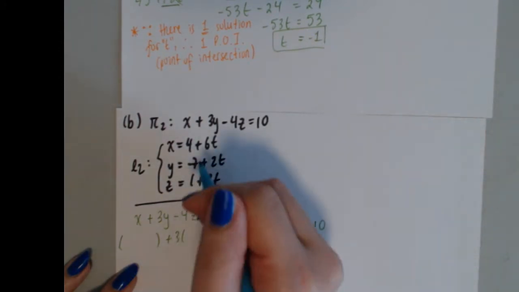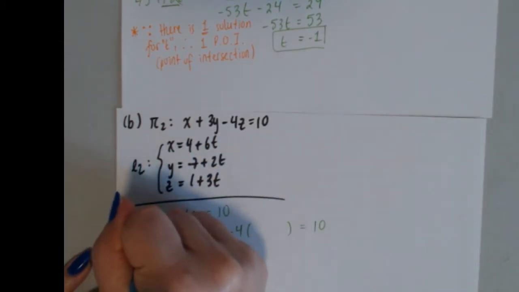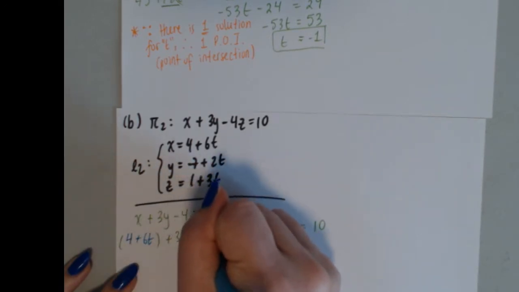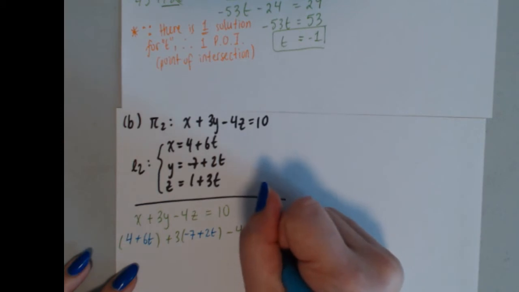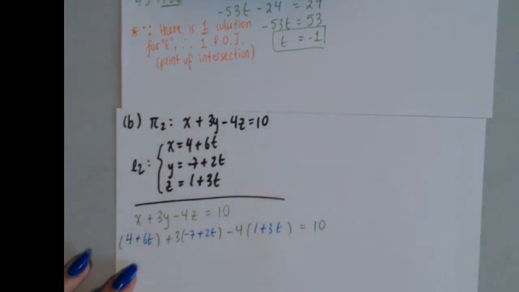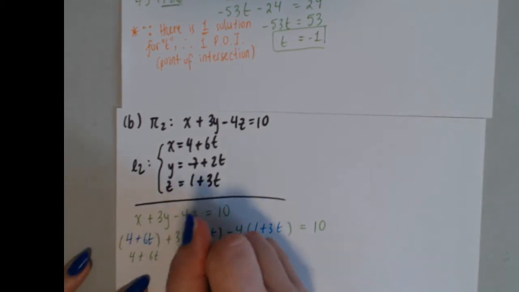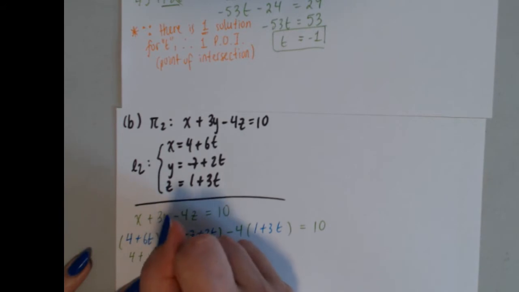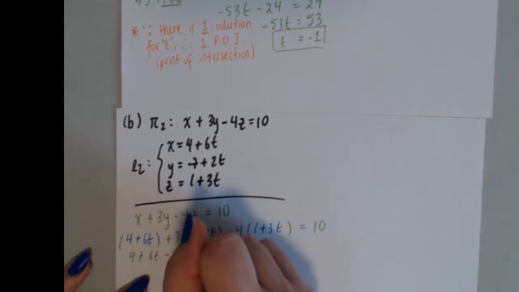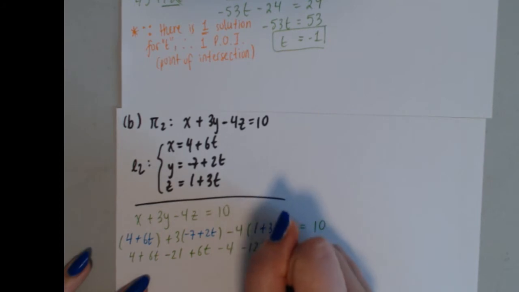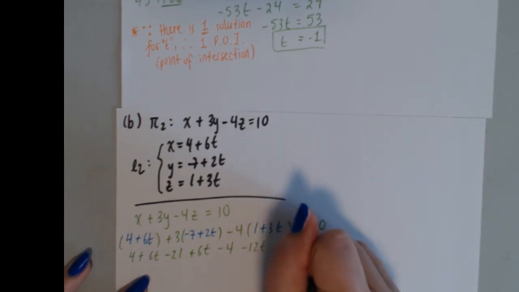All right, so x is 4 plus 6t, y is -7 plus 2t, and z is 1 plus 3t. Okay, so let's do our expansion. The first set of brackets, we can just drop those. So 4 plus 6t, -7 times 3, that's -21. 3 times 2 is 6, so that's 6t. Minus 4 minus 12t equals 10.